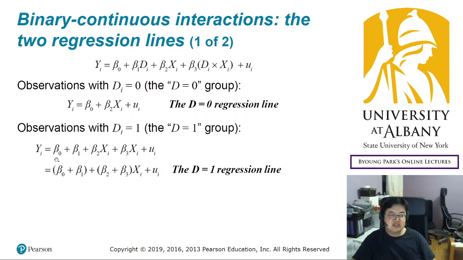So the intercept is now beta 0 plus beta 1, and the slope of x is now beta 2 plus beta 3. So then it is clear that beta 1 captures the difference in the intercept between d equals 0 and d equals 1. And beta 3 is the difference in the slope between d equals 0 and d equals 1. So beta 1 and beta 3 capture differences between two different groups at different points.